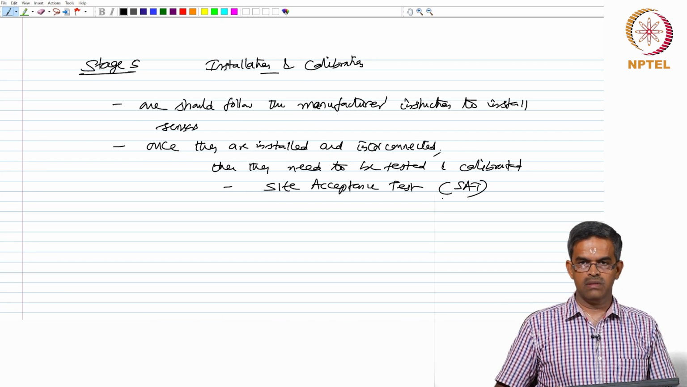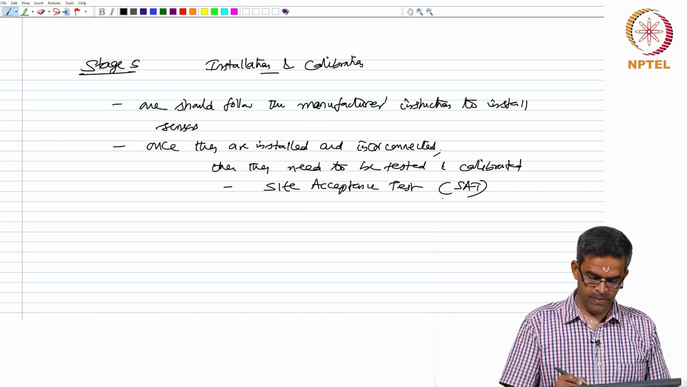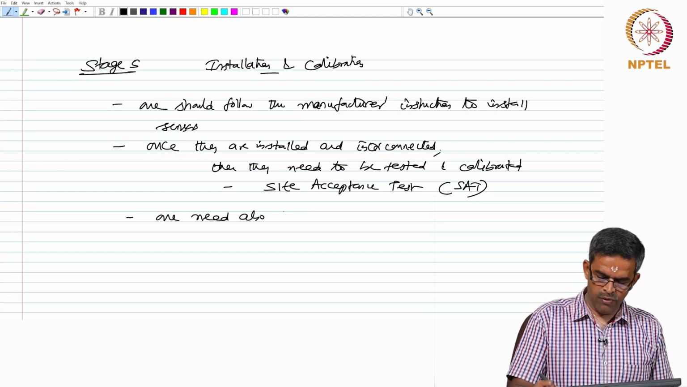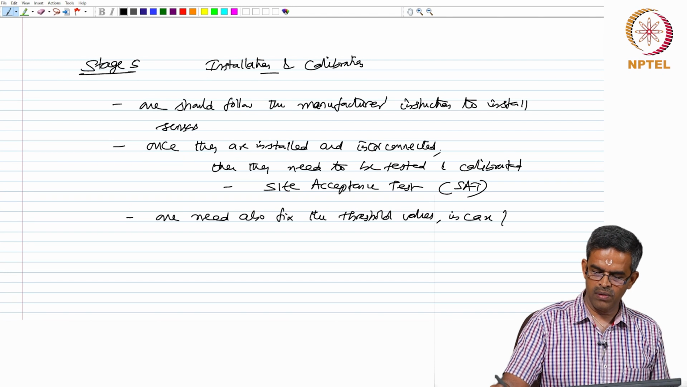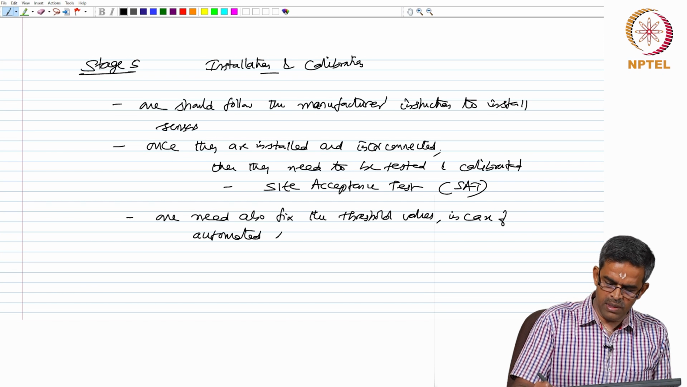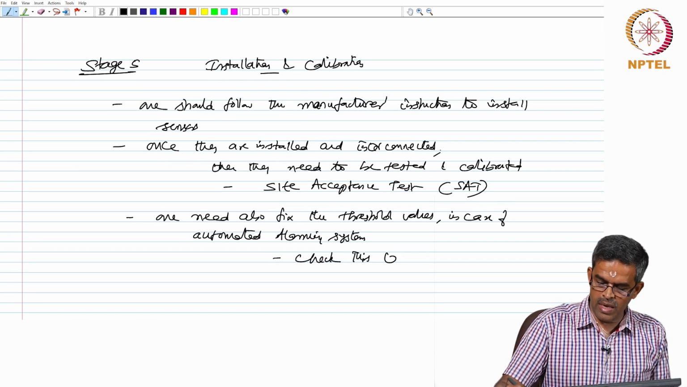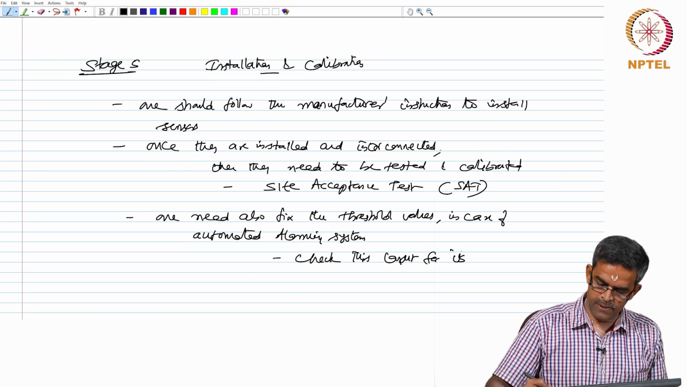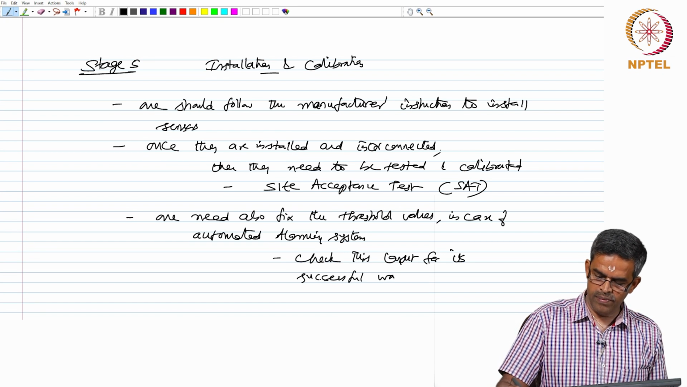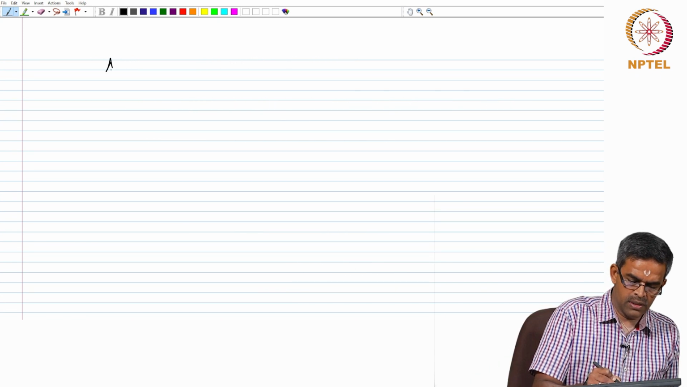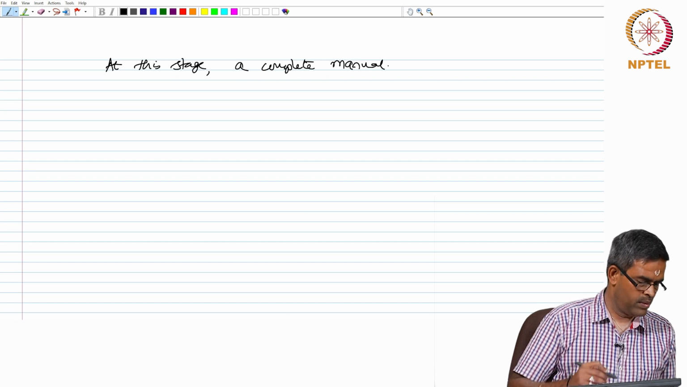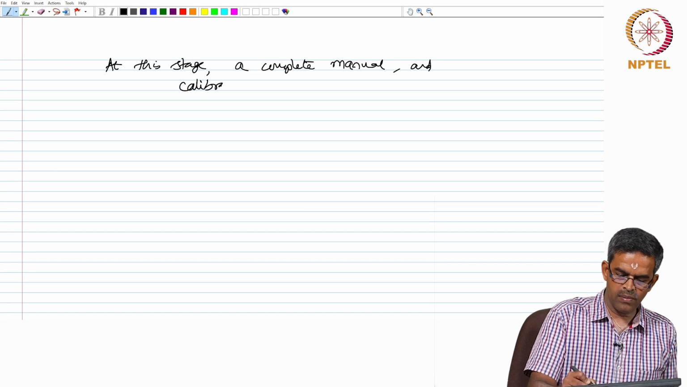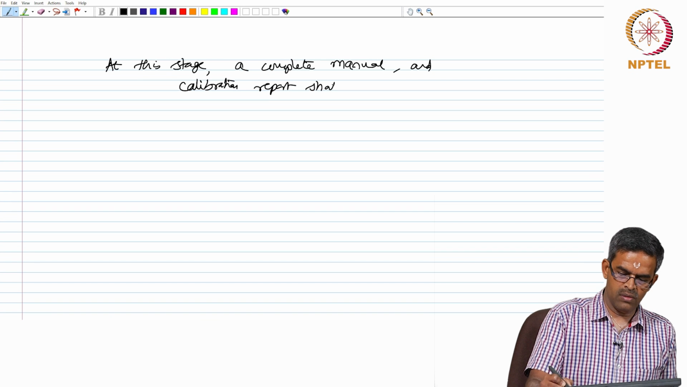A SAT should be conducted to check the efficient working of sensors. To do this, one needs to also fix the threshold values in case of automated alarming systems. Therefore, check this layout for its successful working. So, at this stage, a complete manual and calibration report should be generated.